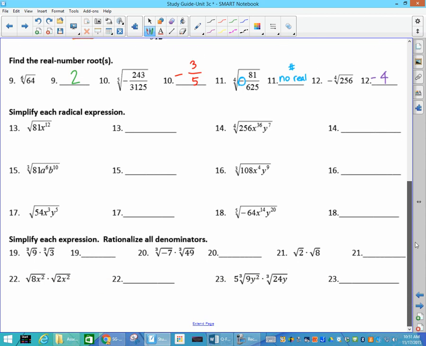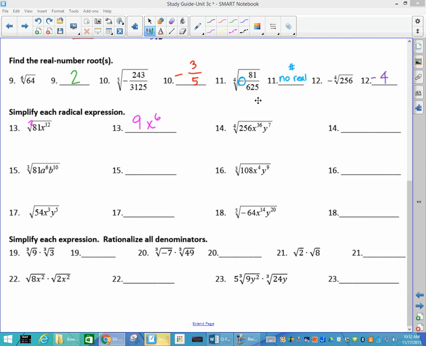So let me come down a little bit. All right, so simplify each radical. Please don't make this any more complicated than it is. When you look at this, the square root of 81 is 9. And then you have a 2 here, and 2 goes into 12 6 times. So it's 9x to the 6th. This is an even number. I don't need to worry about absolute values.